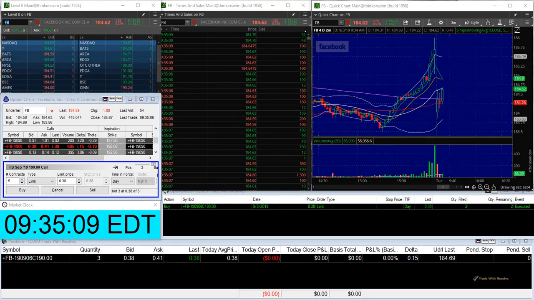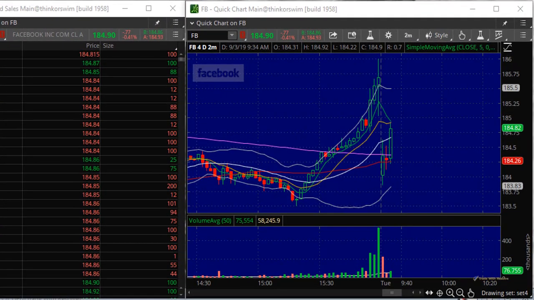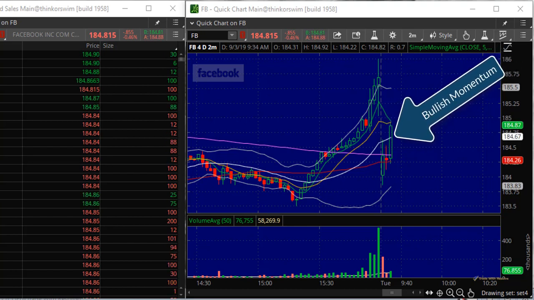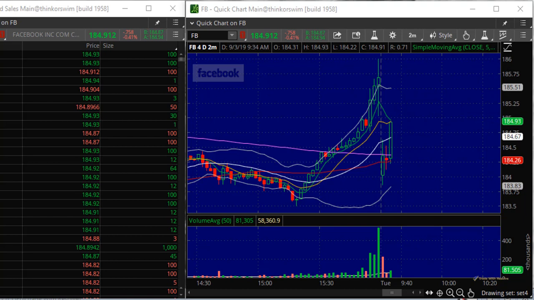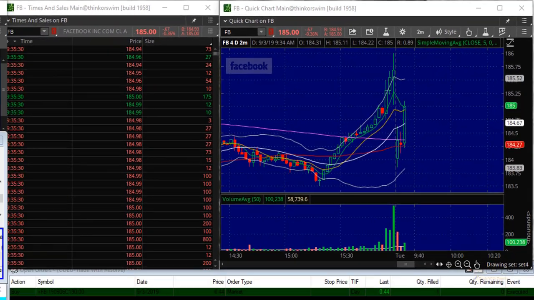I actually ended up getting a partial fill here. So only 3 of the 5 contracts were filled. And as you can see, the price is starting to break out without me. And so I'm just going to add 1 more contract here. So now I have 4 contracts at an average cost of $39.5.